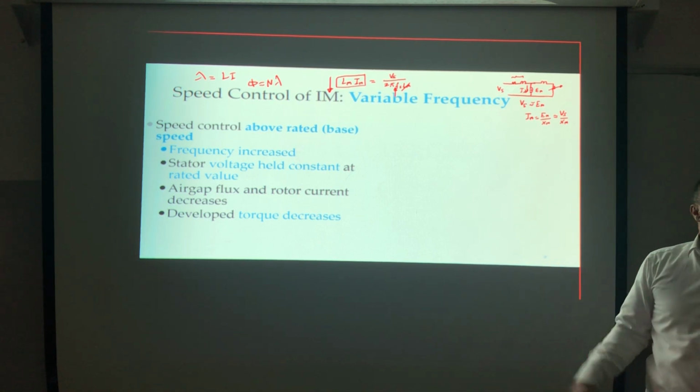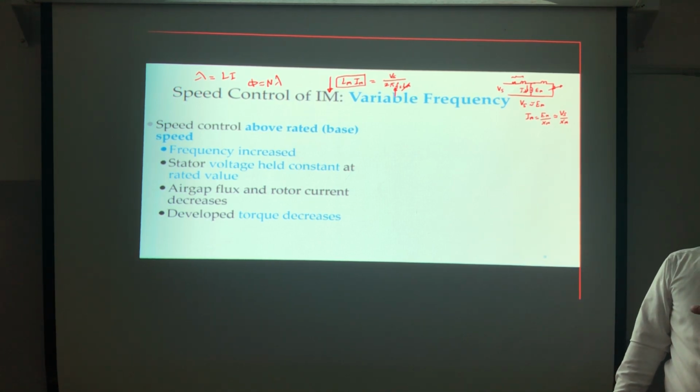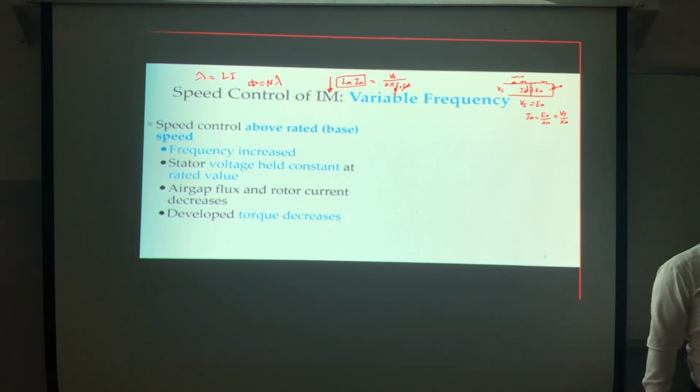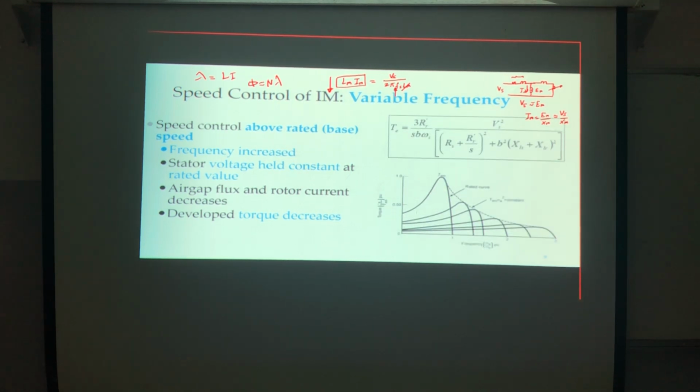If I'm assuming Lm is constant, this means that it will be related to the current. So the developed torque will be decreased. So this is the relation. This is the torque. And now here I'm increasing the frequency by B, and B here is greater than or equal to 1 and less than a certain limit, B max. In the end of the day, I'm having a maximum speed.